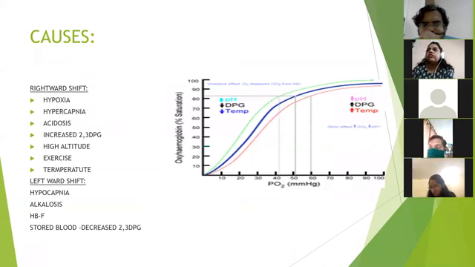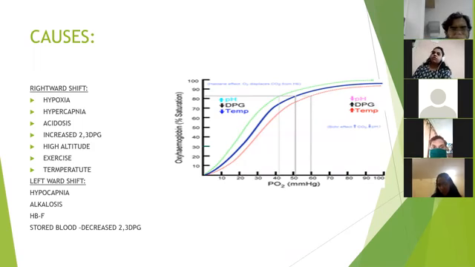So this is a rightward shift of the curve. Rightward shift means the release of oxygen, which happens at the tissue level. The causes of rightward shift are the situations where you want the release of oxygen at the tissue level. The number one cause is hypoxia. There is lower oxygen available at the tissue level, so the RBC tries to unload the oxygen. Whenever there is a rightward shift, there is an unloading of oxygen from the RBCs.